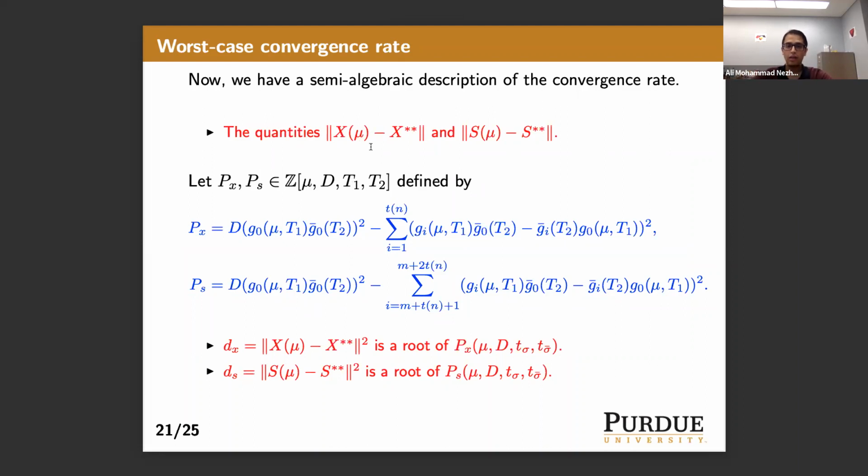So how would I do that? First of all, I need to remember that this is a distance to the limit point. For every mu, I have a unique solution, right? Which is the distance. So if I define, based on the previous polynomials, these two new polynomials here, for every fixed T1, T2, which are actually the indeterminates from the previous representations, we can realize that the distance to the limit point is the root of these two polynomials. So the distance from x double star is the root of this polynomial, and the same thing for s. So it looks like we have a polynomial in mu, d, t1, and t2.